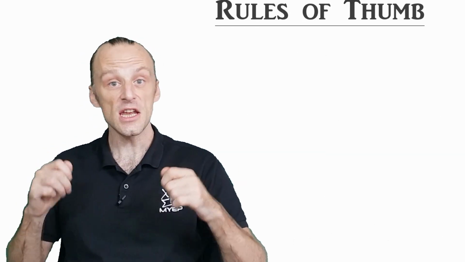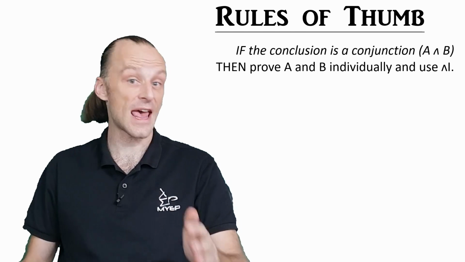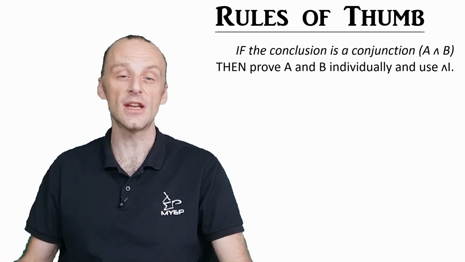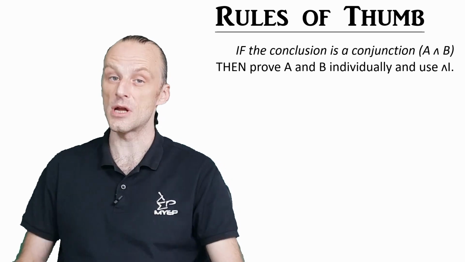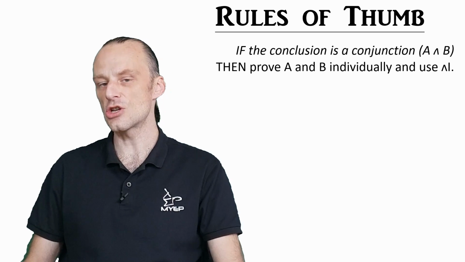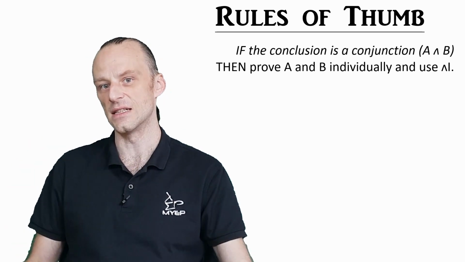For our next rule, if the conclusion is a conjunction, A and B, then you should try to prove A and B individually and then use the conjunction introduction rule. You must show that both of the conjuncts are valid to show that the conjunction of the two is valid.